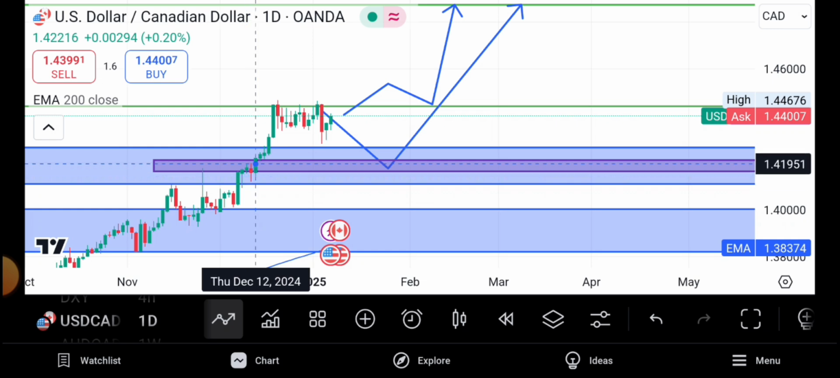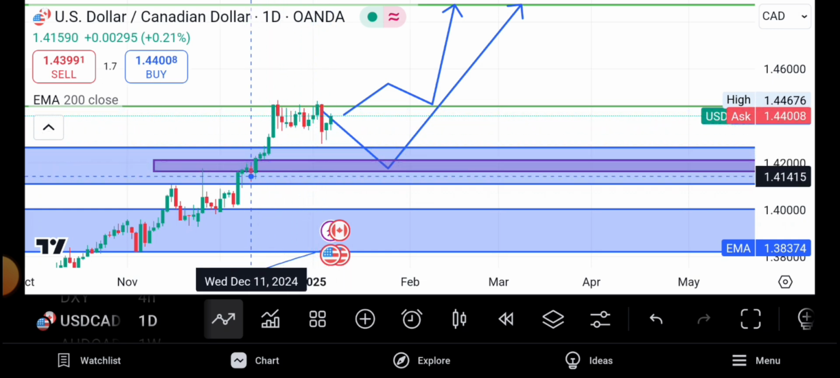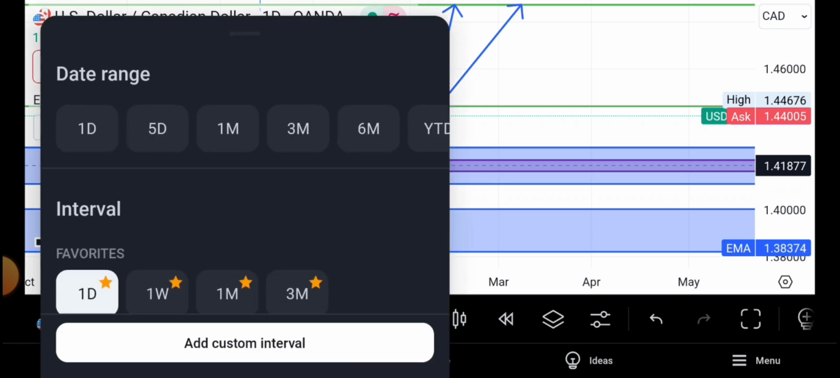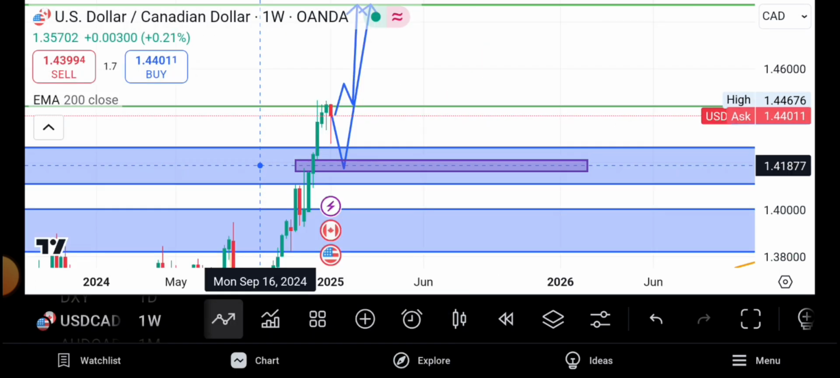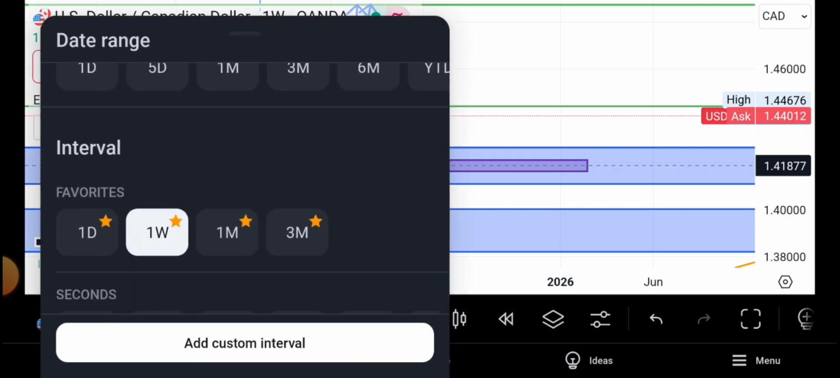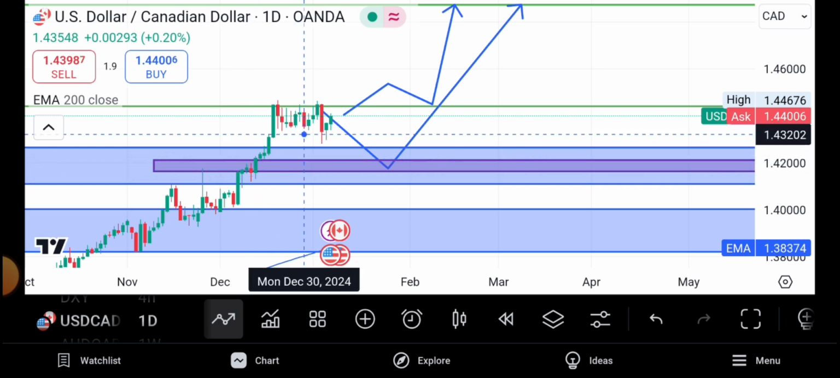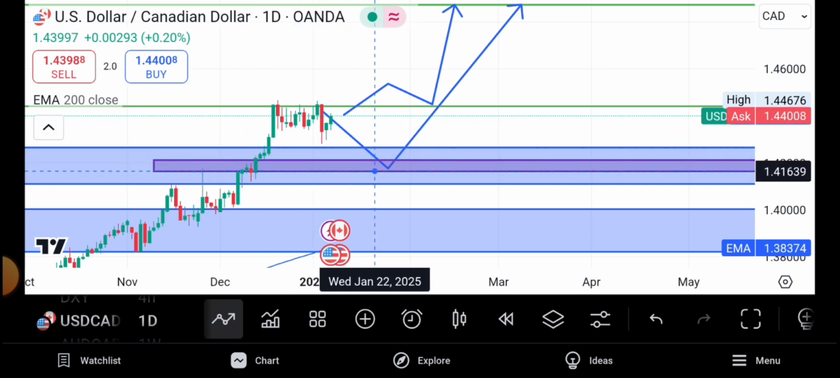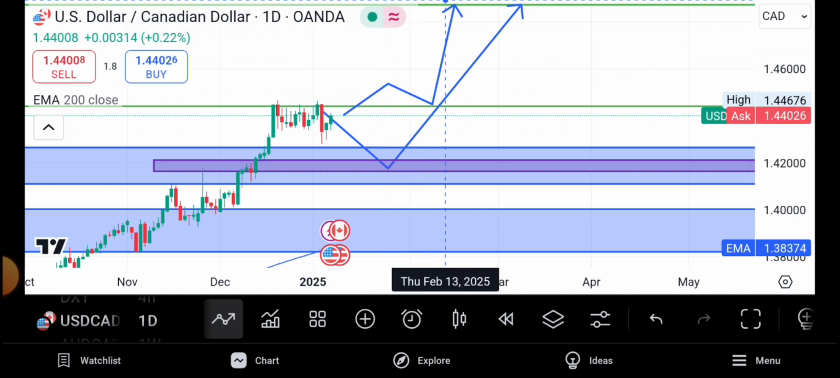So the price action might use this candle, because you have not seen it anywhere else. We have not seen it in the weekly, we have not seen it in the monthly. We are only seeing this candle in the daily time frame, which is very powerful. So the market might come and activate this candle, and we buy, we take off.